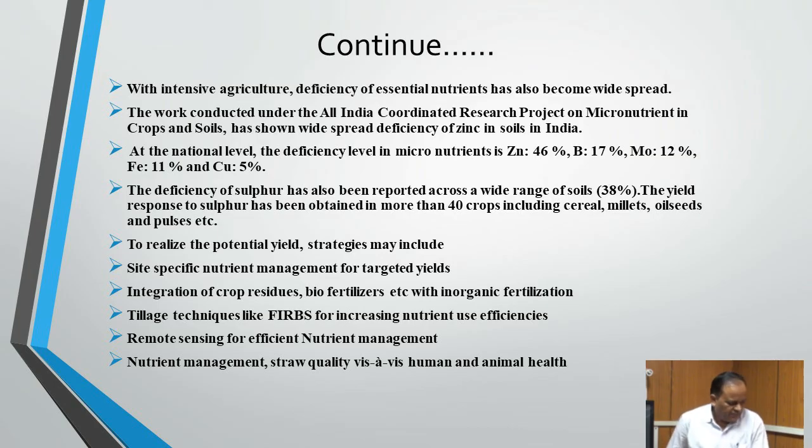Now the different techniques by which we can increase the yield as well as nutrient efficiency: tillage technique like FARS. Then other is remote sensing for efficient nutrient management. Nowadays we are using remote sensing for nutrient management, particularly for the differential fertilizer applicator. Then nutrient management, adding of the straw in the soil.